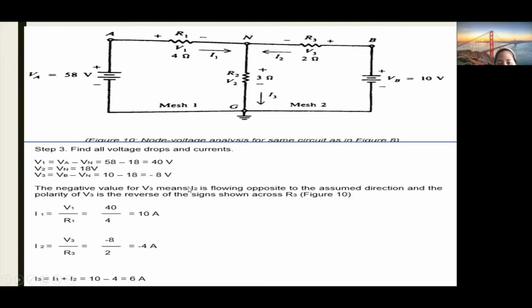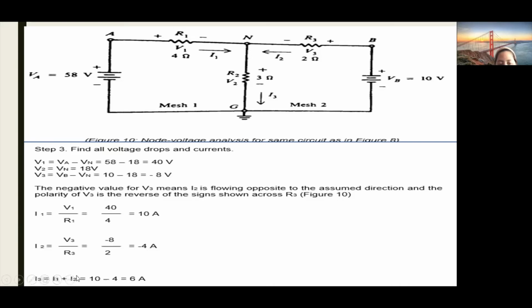The negative value for V3 means I2 is flowing opposite to the assumed direction, and the polarity of V3 is the reverse of the sign shown across R3. So I1 is V1 over R1, 40 over 4 is 10 amperes. I2 is V3 over R3, negative 8 over 2, it's negative 4 amperes, negative because of the direction.